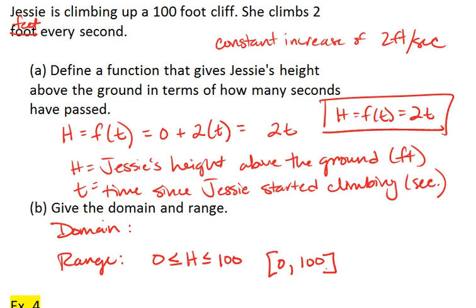We can then realize that at time 0, Jessie's at 0. This is less than or equal to t, which is less than or equal to however long it takes Jessie to reach 100 feet, which ends up being 50 seconds. And in interval notation, we get this.